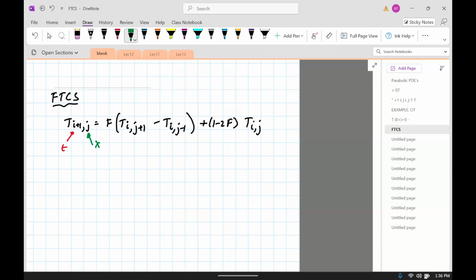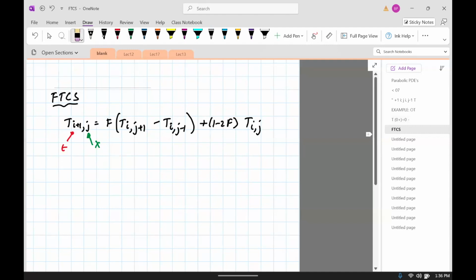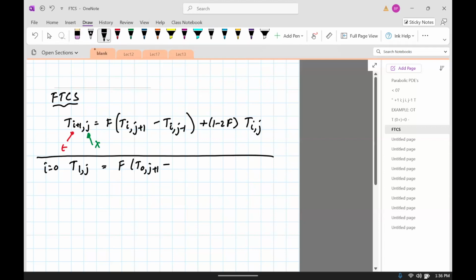And then if you put i equals 0, that is time equals 0, we know the solution at time t equals 0 completely. Like this is the solution for time t equals 0. So we'll put i equals 0 there. So let's start with i equals 0. And then our formula is T(1,j) equals F(T(0,j+1)...). Now that we have this formula, we have to do it for j equals 0, j equals 1, j equals 2, and so on. So once we have this, now let's put j equals 0.